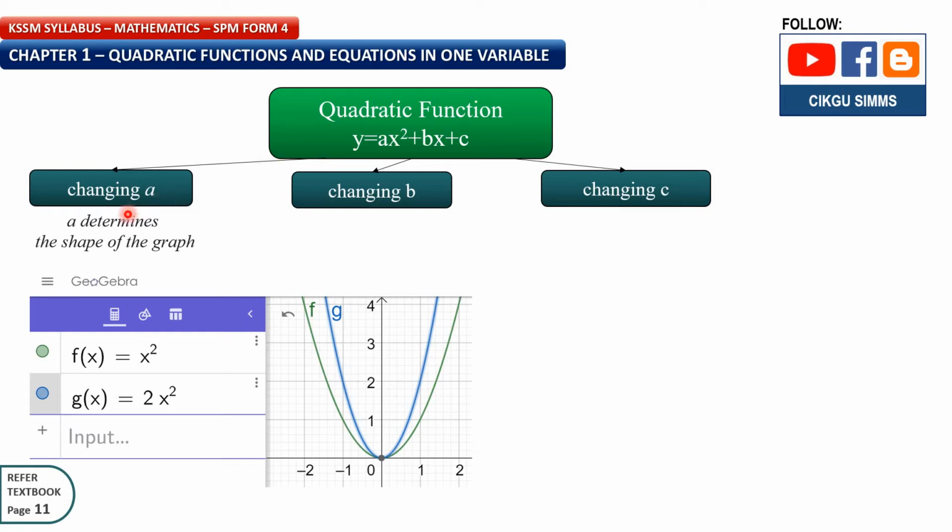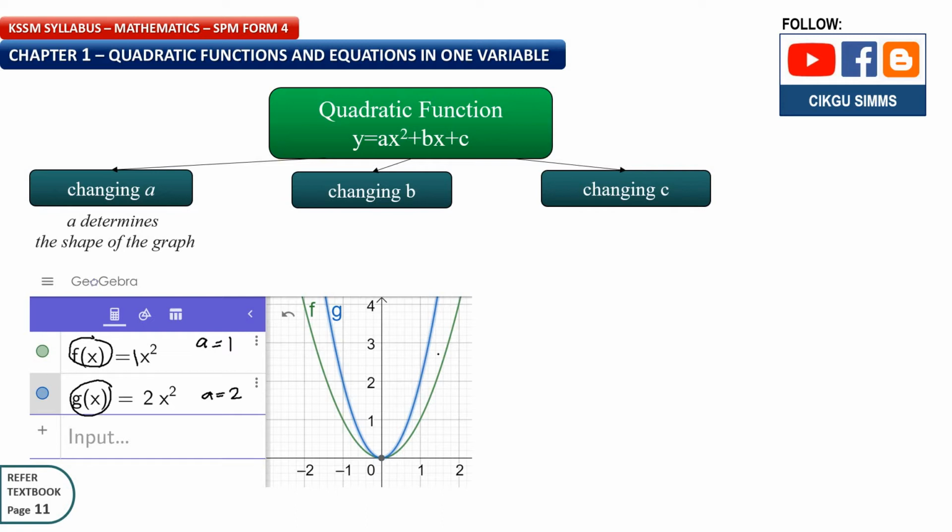So first is changing a. a determines the shape of the graph. Okay, so here is an example. This is the first function. Function f is x squared. The value of a is 1, because there is nothing written there, right? So it's 1. And the second function is g(x), and the a for g(x) is 2.